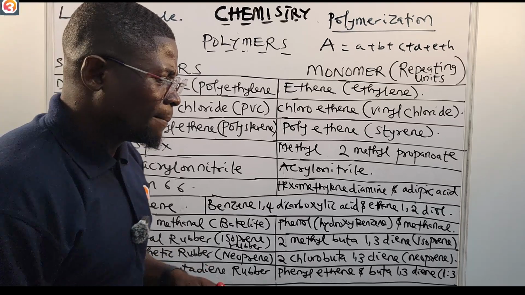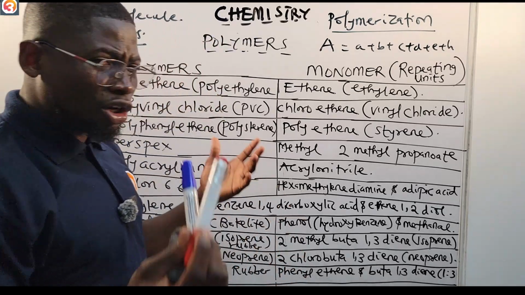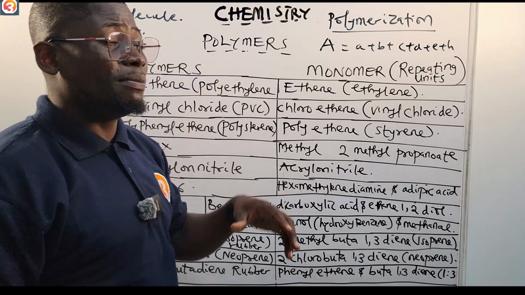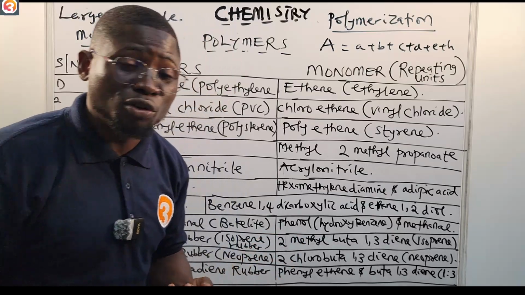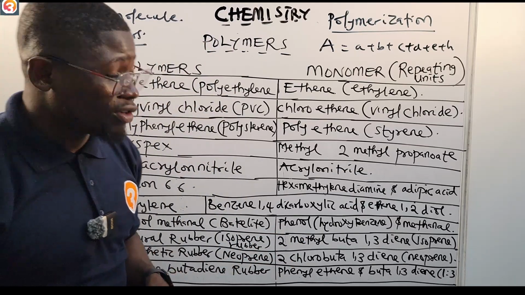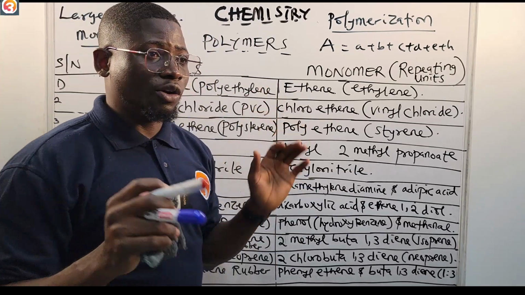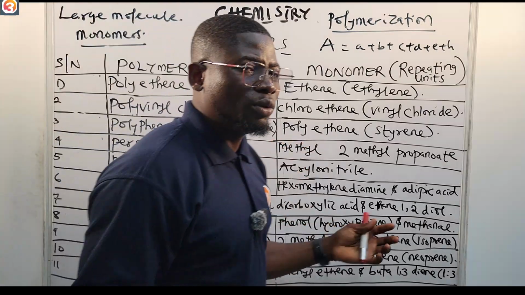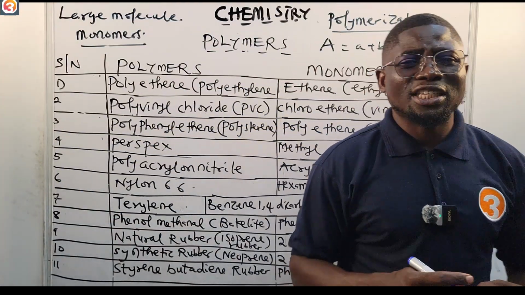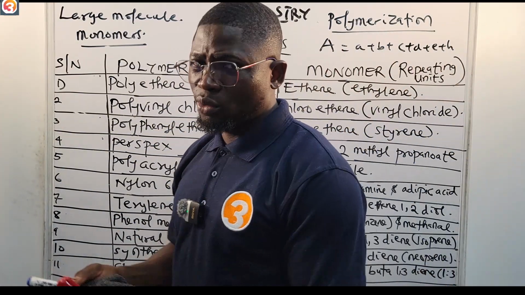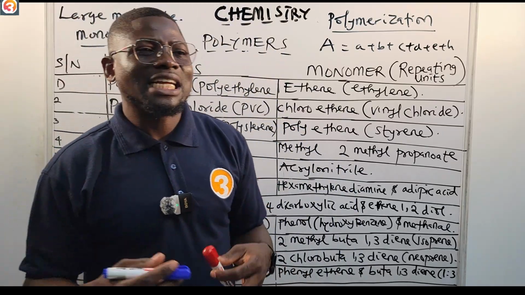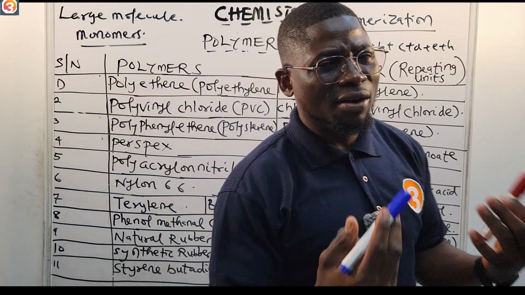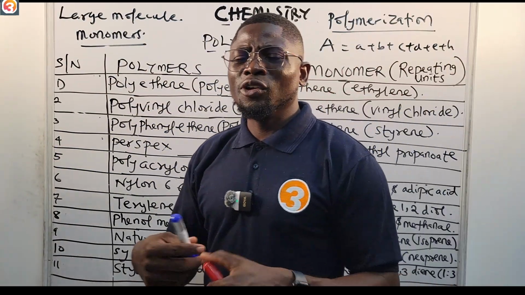You should also know that these polymers can be made up of hundreds of thousands of monomers. They can be made of millions of monomers. Take note of that. Now, there are some natural polymers that you might have encountered even before now. We know them very well.